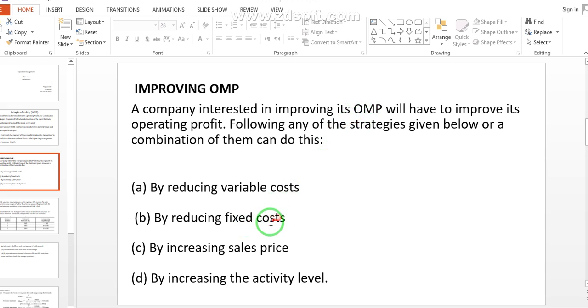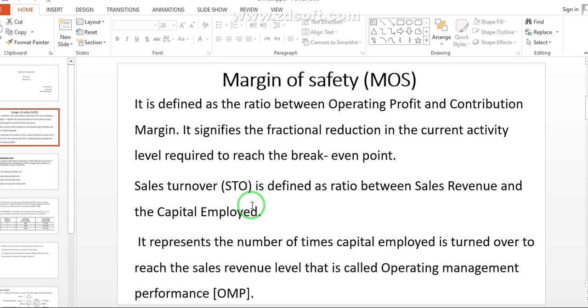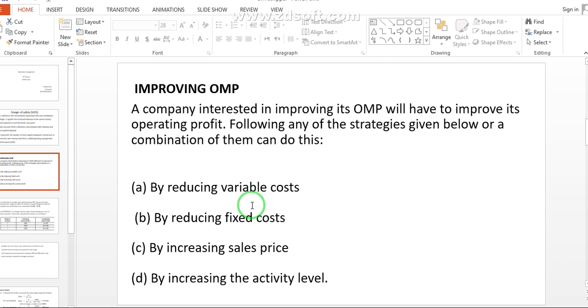For example, if the fixed cost is around 100 rupees, and with the help of the margin of safety we discussed below, or with the consideration of the sales turnover ratio, they try to reduce the fixed cost of that operation, it means that much the operation performance is successful.